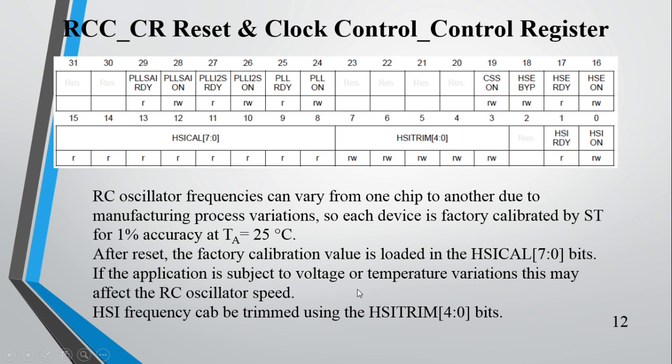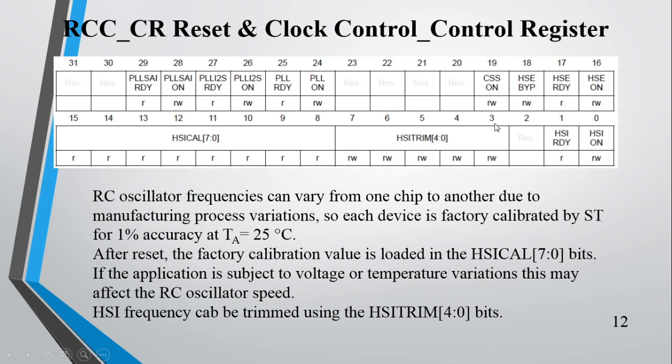And if the application is subjected to some voltage or temperature variation, this can affect the oscillator speed, right? And the HSI frequency can be trimmed by using HSI trim 0 to 4 bits. So normally the calibration value will be loaded, and if there is a voltage and temperature variation, we can trim or adjust the calibration value by using HSI trim 0 to 4 bits.